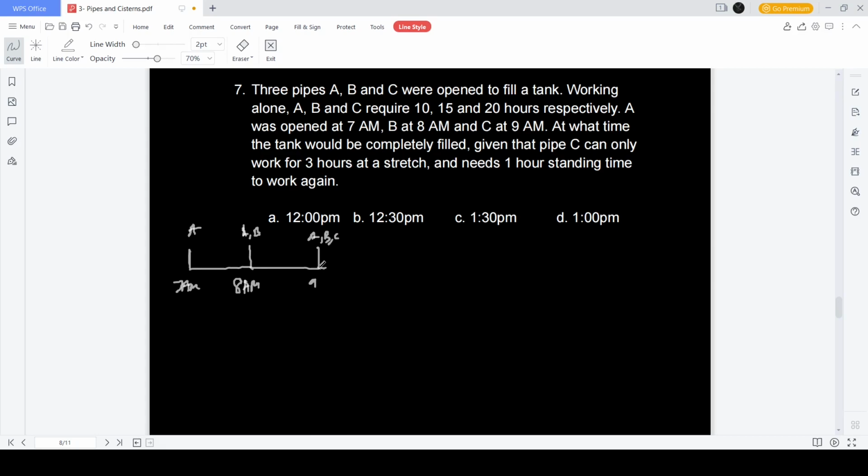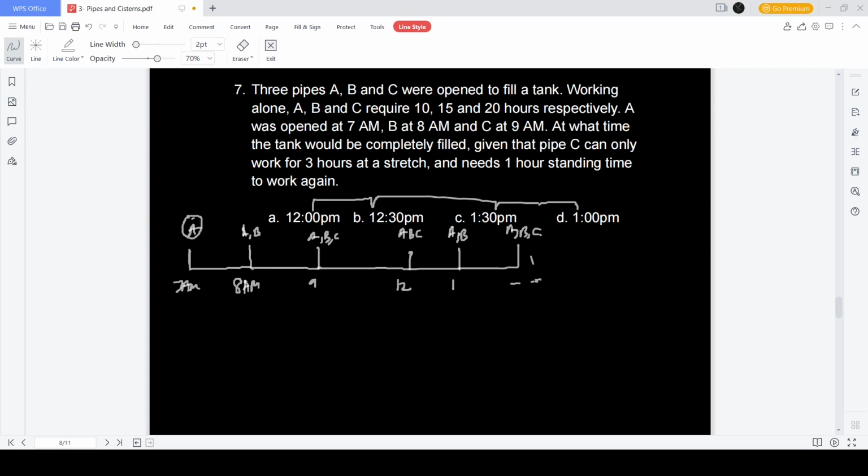And then C can work for 3 hours at a stretch. So till 12, C can work. So A, B, and C work together. After 12, only A and B work, because C needs standing time. Then again for the remaining time, however much we need, A, B, and C can work together. Because if you analyze the options, all are near 1 p.m. So now we start with this part.